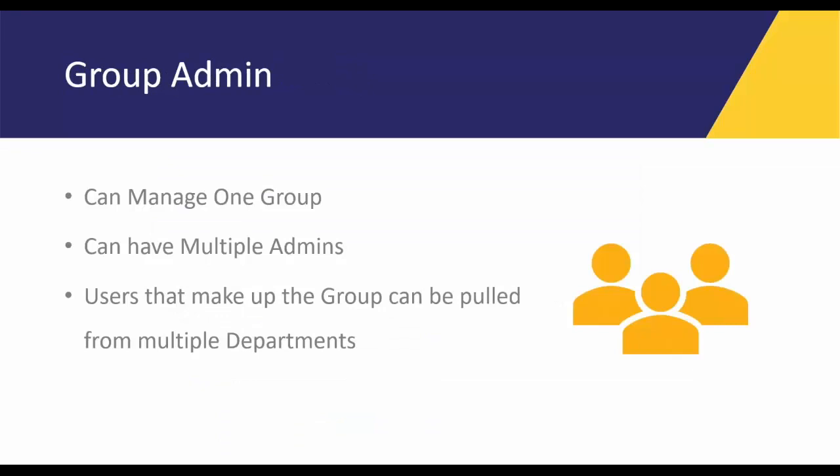We can also give admin access to groups. So a group admin, he or she can manage one group only. So unlike departments, we can't select various departments. It has to be one group, but a group can have multiple admins. And that handy cross-reaching functionality I keep alluding to, the users in the group can be pulled from multiple departments. So this overreaches the parent-child relationship.